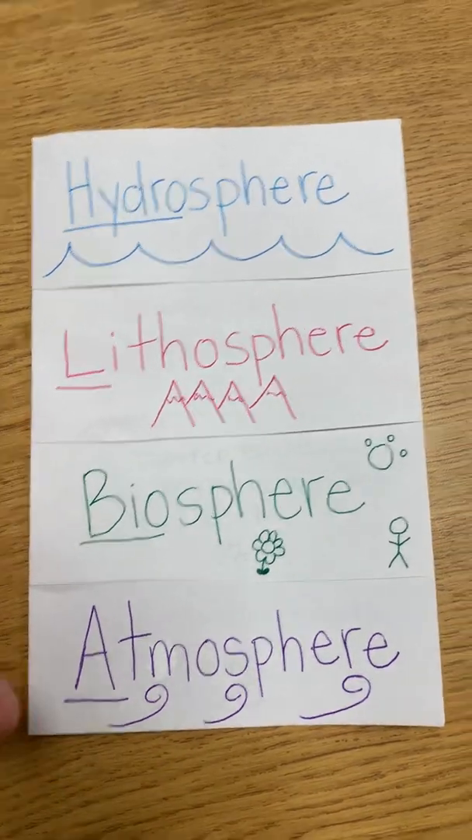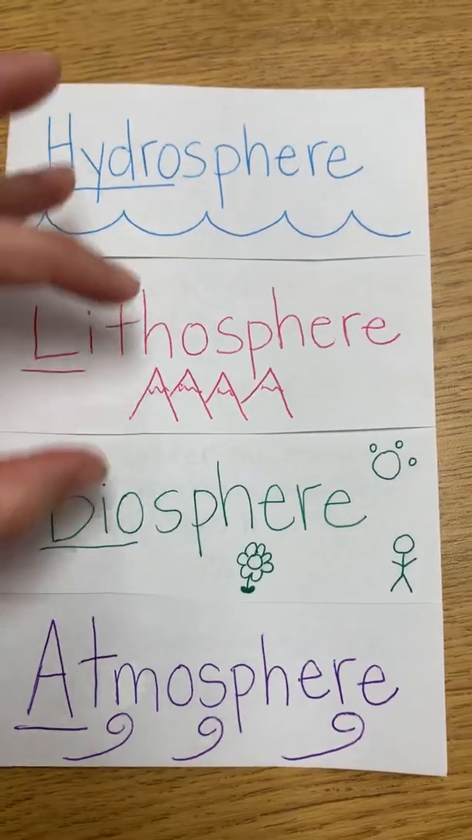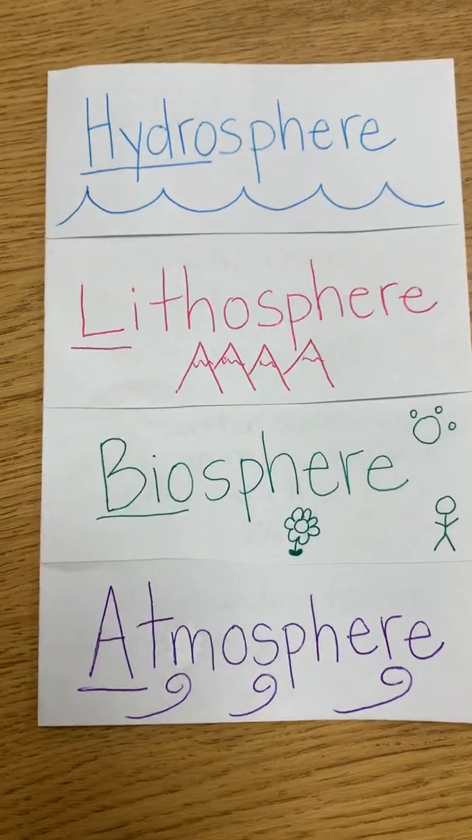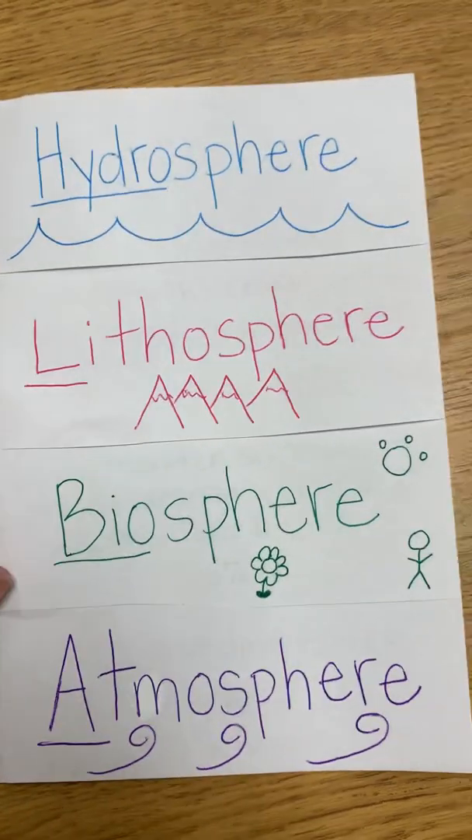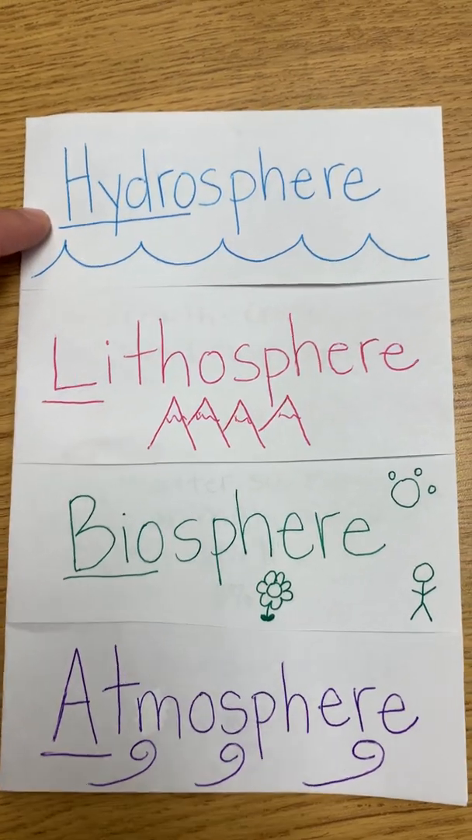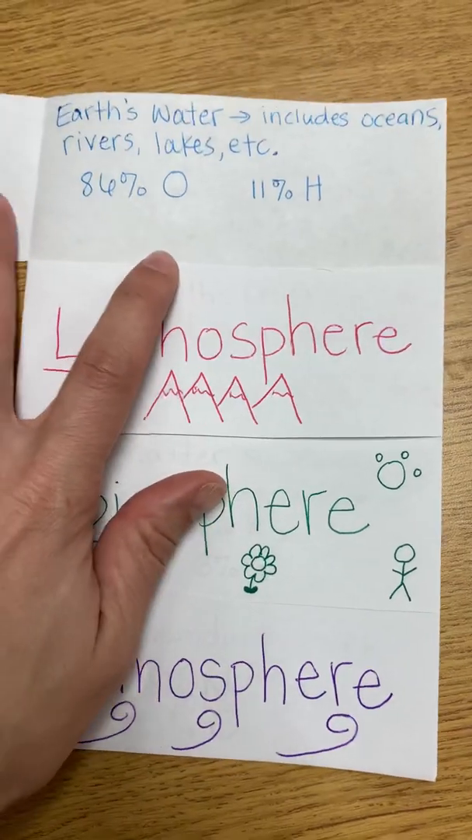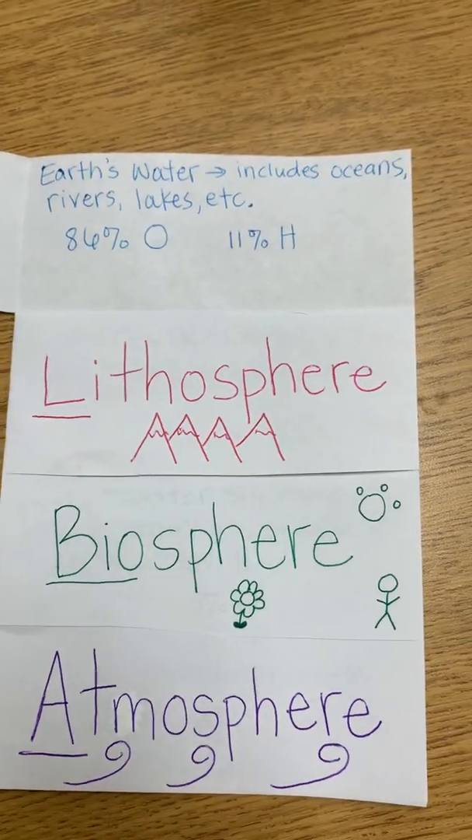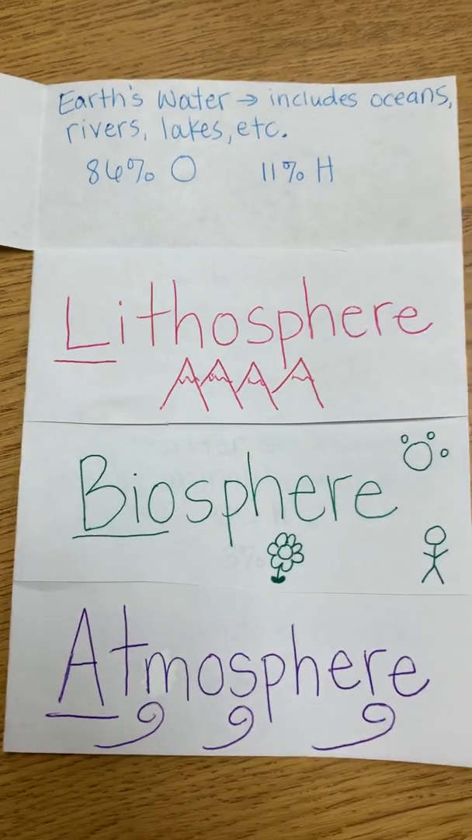All right, so on Earth, when we talk about elements, there are 4 spheres or 4 components of Earth that we can find elements in. So the first one is hydrosphere. Hydro means water. So when we talk about the hydrosphere, we're talking about all of Earth's water. So the oceans, the rivers, the lakes, even technically the water droplets in the air and the groundwater.